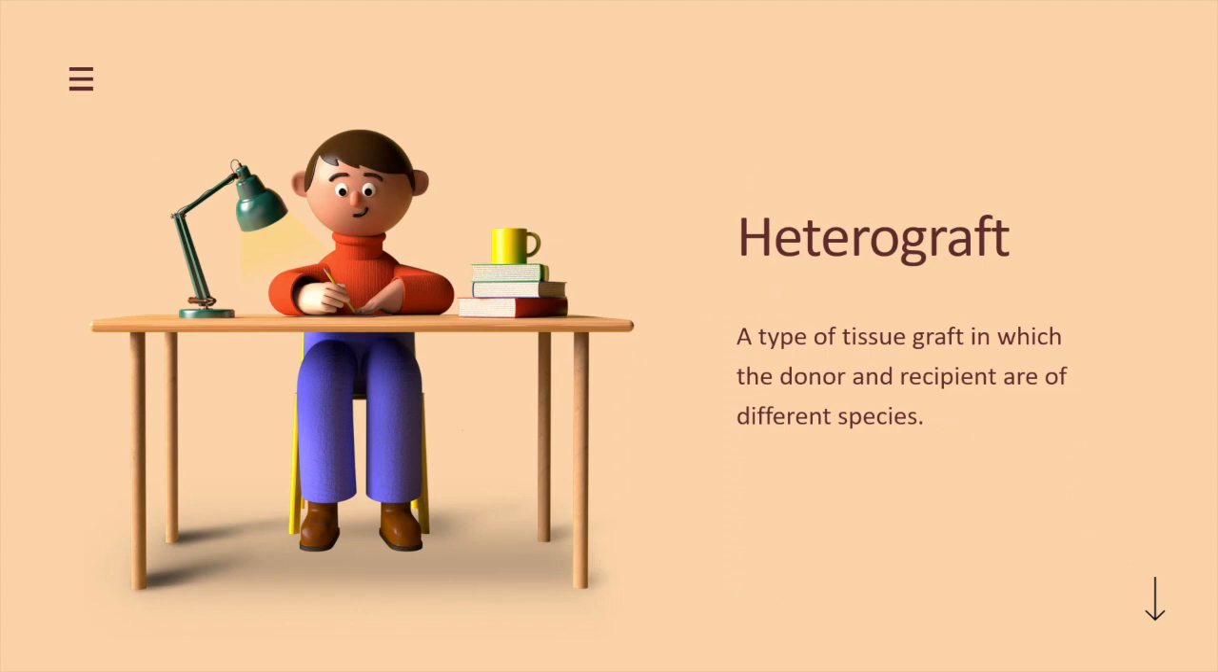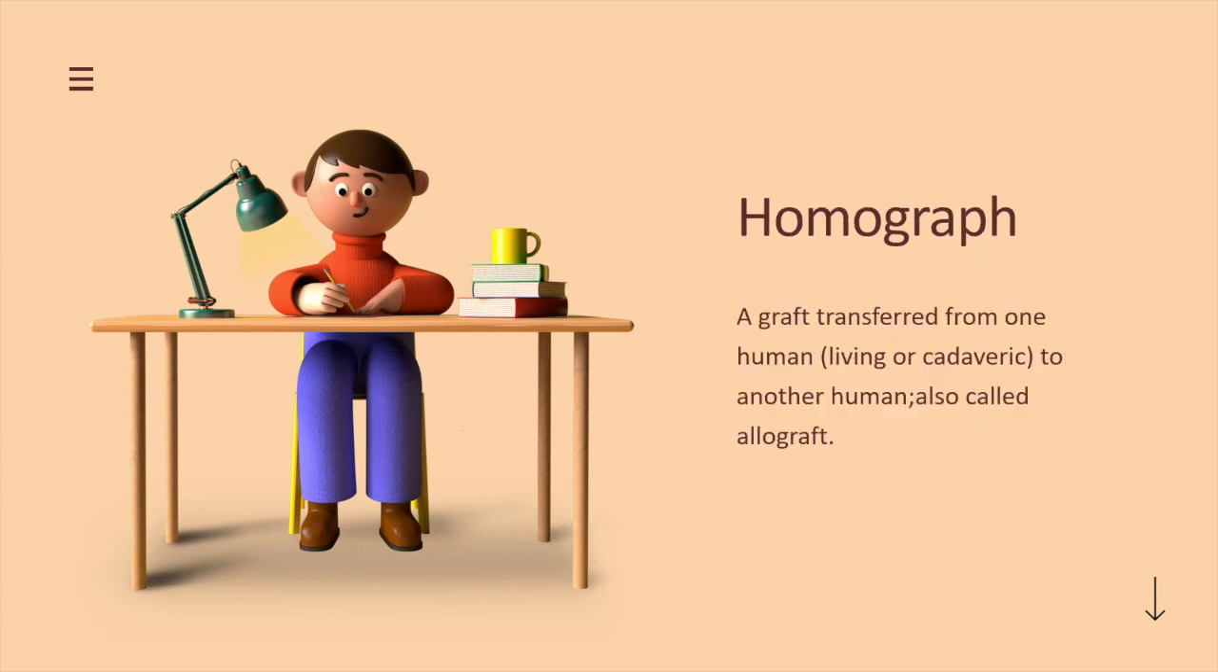Heterograft, a type of tissue graft in which the donor and recipient are of different species. Heterograft skin became popular because of the limited availability and high expense of human skin tissue. Wound coverage using heterograft is a temporary covering used until autograft. Homograft, a graft transferred from one human, living or cadaveric, to another human, also called allograft.